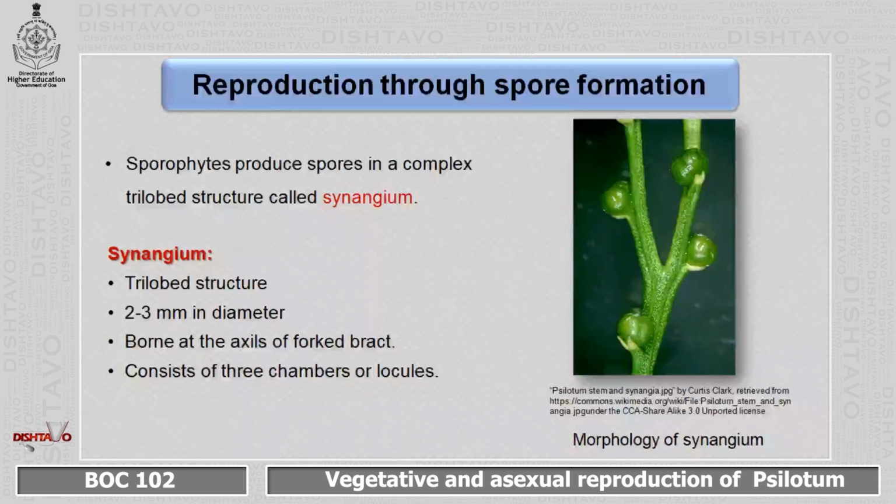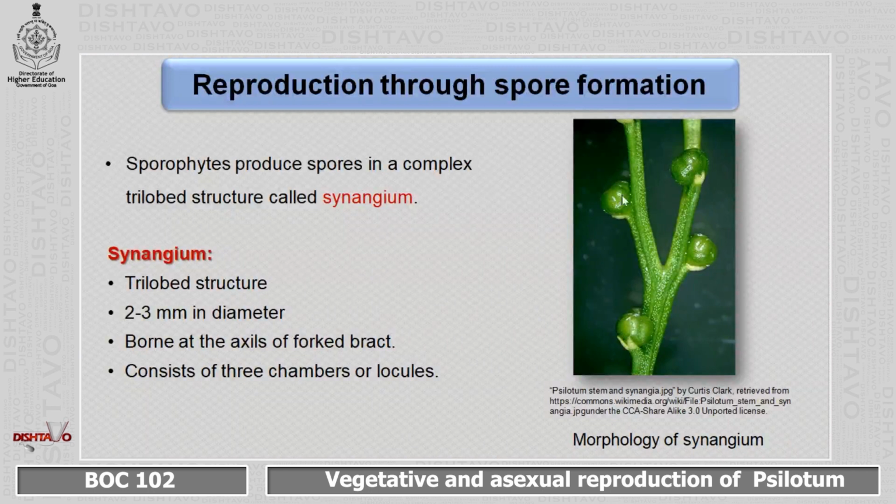Sporophytes produce spores in a complex trilobe structure called the synangium. So in this image you can see this globular structure here. A single one is called a synangium, and when we are referring to more than one, they are called synangia. So what is this synangium? Synangium is a trilobed structure. It is 2 to 3 millimeter in diameter. It is borne at the axils of the forked bracts. You can see the forked bracts here.